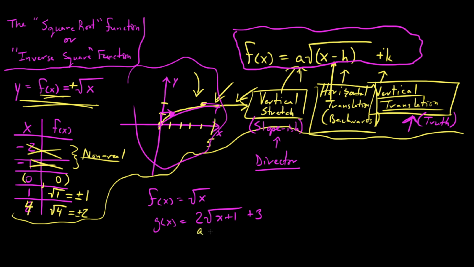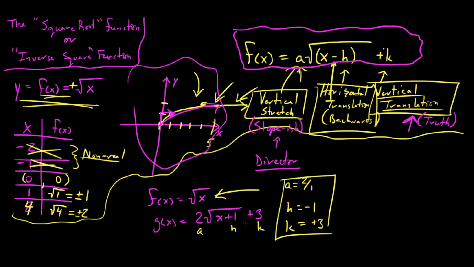We identify that a is 2, okay, that h is actually backwards. It's not a positive 1, it's actually a negative 1. And then we say k is actually 3. So identifying these things, we say that a is 2, or I'm going to write 2 over 1, that h is negative 1, and k is positive 3. This tells us how to transform the original graph of the square root of x.